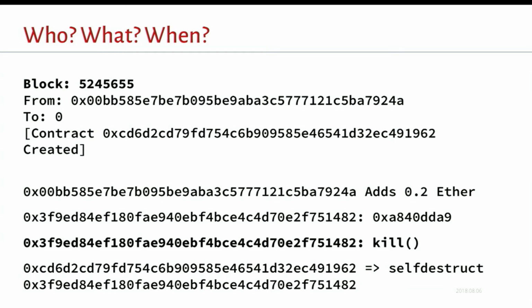So if we prettify this a little bit, there's some more information to actually answering the when question. We know the block number. We know who created the contract. And this is a quick summary of all the transactions. The creator of the contract added a little bit of ether to it. So this new account sent some unknown command, and then it sent a command that we know called kill. And then the self-destruct triggered, and it sent about 0.2 ether to this new account.